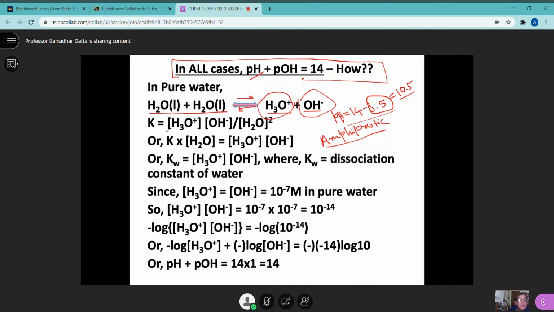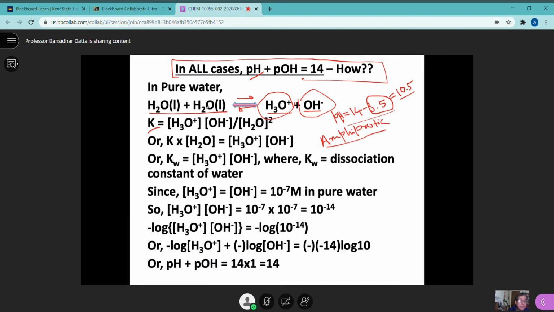Good point. All right. So now you have an equilibrium. Two molecules are reacting, making this. You can make the equilibrium constant. K is the equilibrium constant. That is equal to the concentration of the products divided by the concentration of the reactants. Parentheses indicate concentration, we talked about. So concentration of hydronium ion multiplied by concentration of hydroxide ion divided by concentration of H2O squared. Why squared? Because two molecules are there.